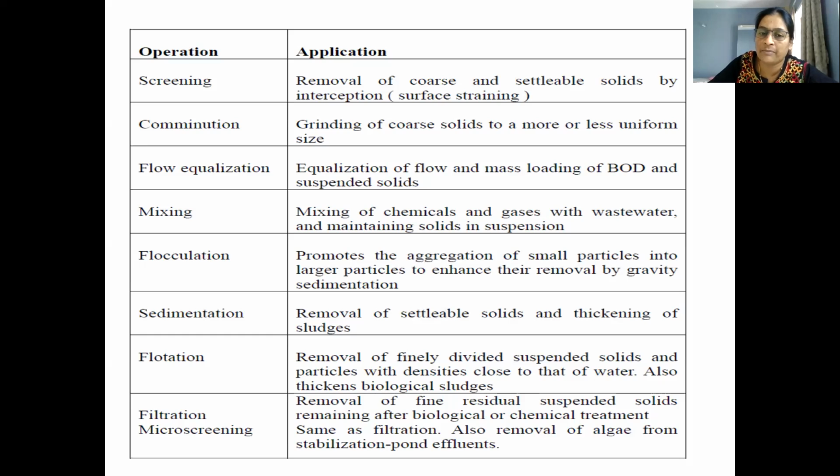So flocculation, what actually happens? In mixing, we are adding chemicals like coagulants. What is meant by coagulants? Chemicals which, when we add them into water, start the agglomeration process. Agglomeration means the number of small particles will come together.